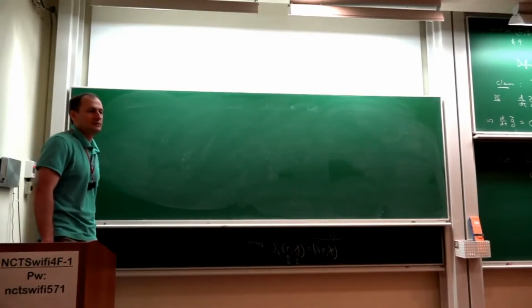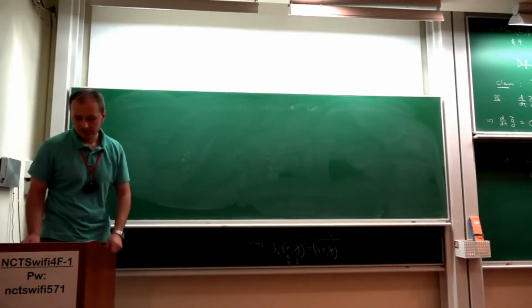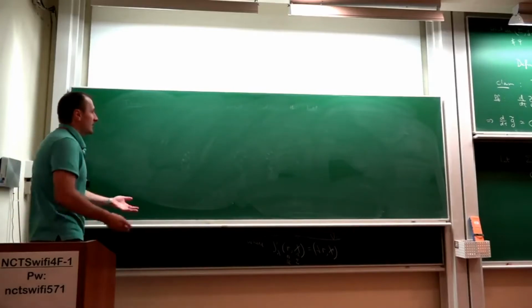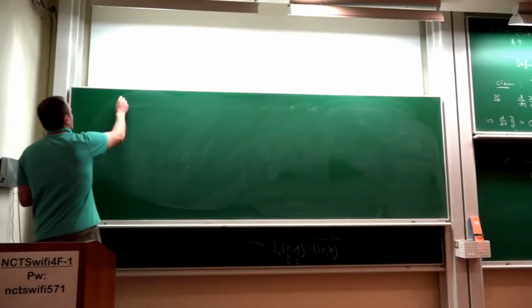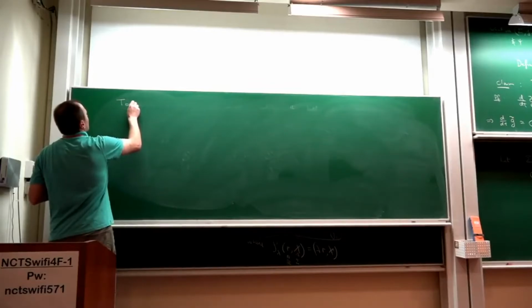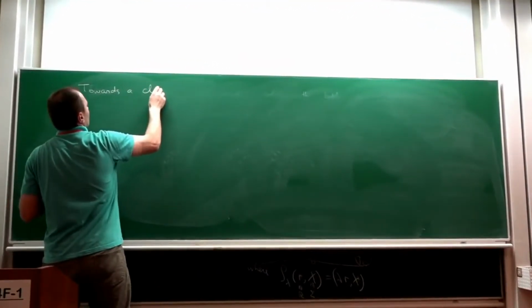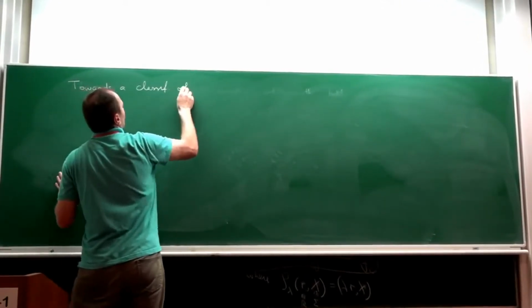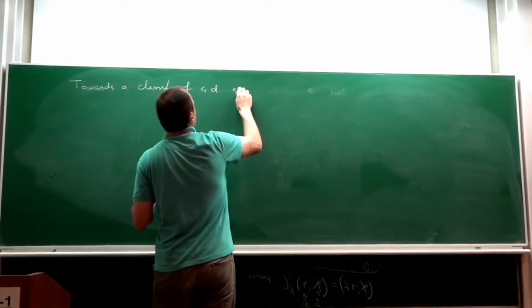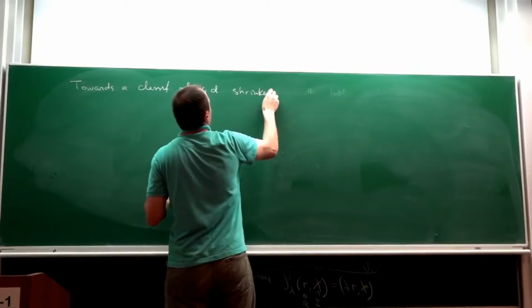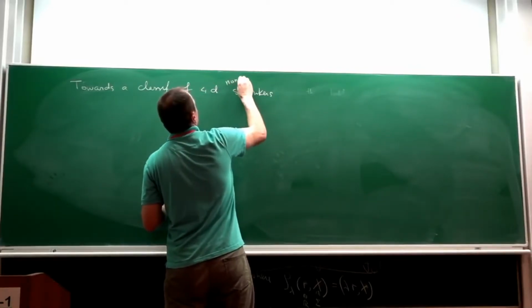Okay, so with this result, I want to describe how we can hope for a classification of 4D non-compact shrinkers.